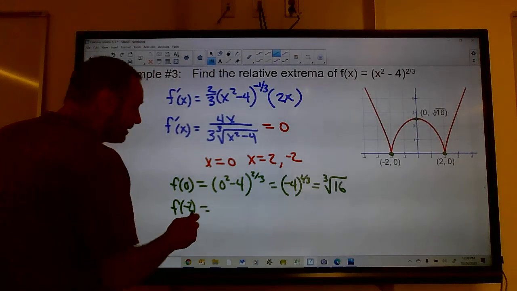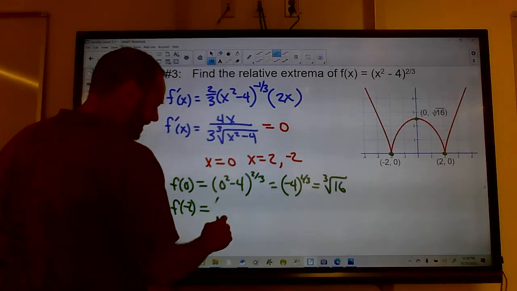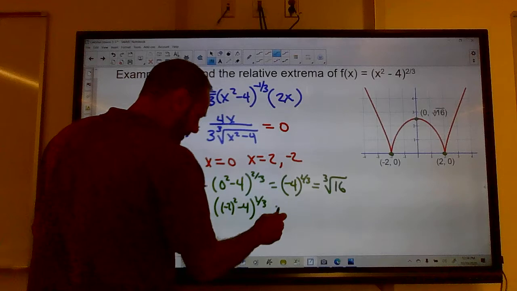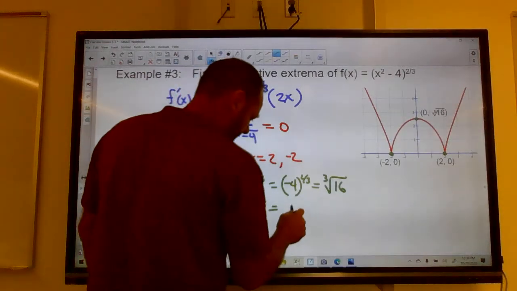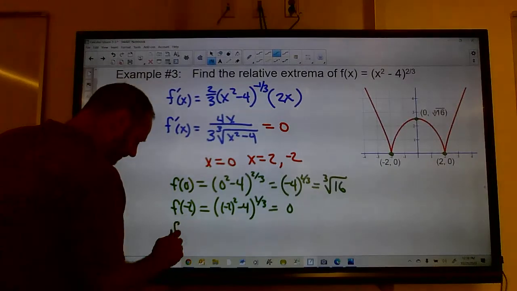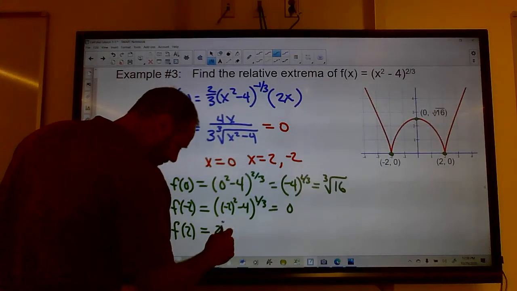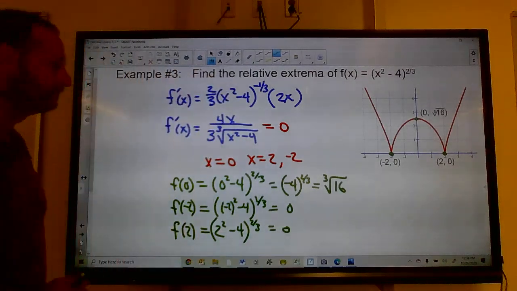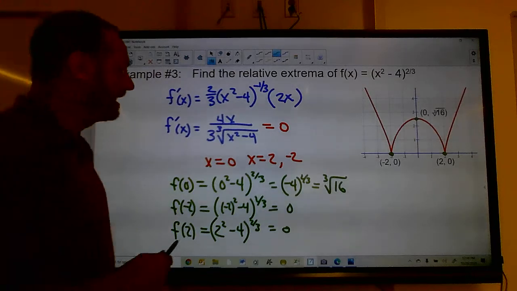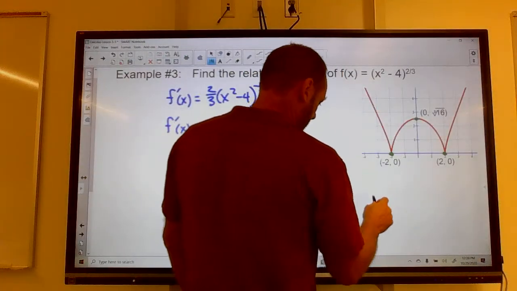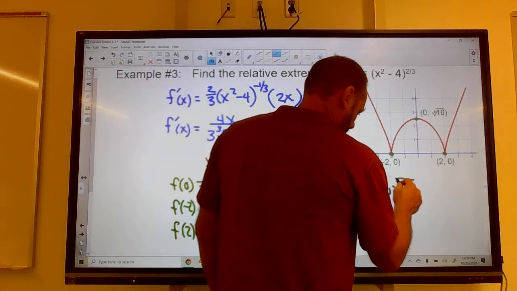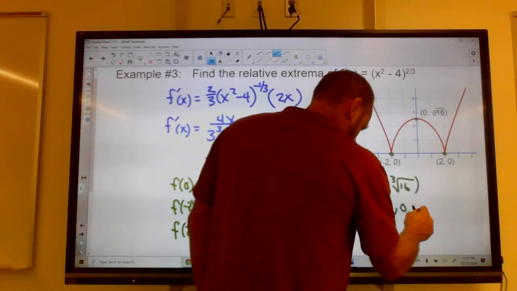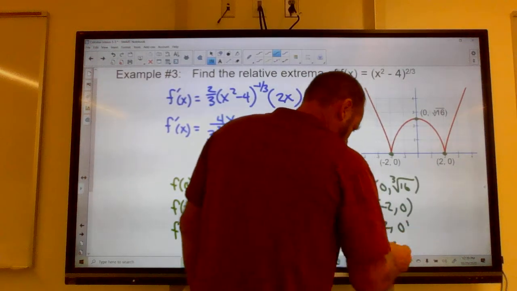f of negative 2. So if I plug that in, I'm going to get negative 2 squared minus 4 to the 2/3, which is 4 minus 4 to the 2/3, which is 0. And then f of 2 is going to be 2 squared minus 4 to the 2/3, which is also going to be 0. And so I have extrema at 0, cube root of 16, and at negative 2, 0, and at 2, 0.